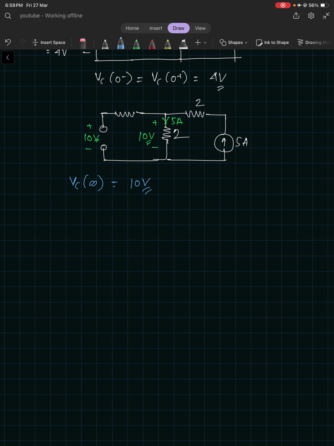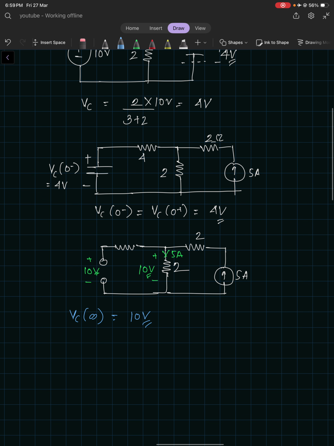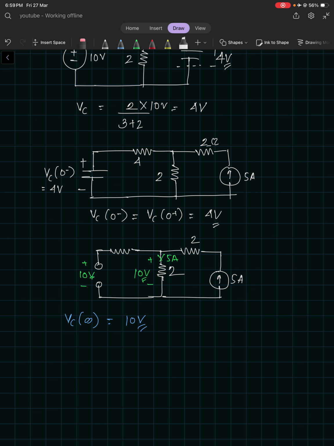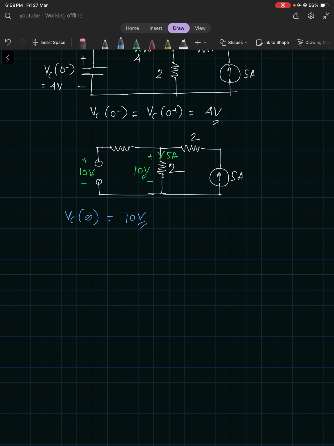Again for the time constant, we have to find out the equivalent resistance this capacitor is seeing, the equivalent resistance across this capacitor. So for that we have to nullify the DC sources, right? A voltage source will act like a short circuit, and a current source will act like an open circuit, right? So the circuit will look like this.